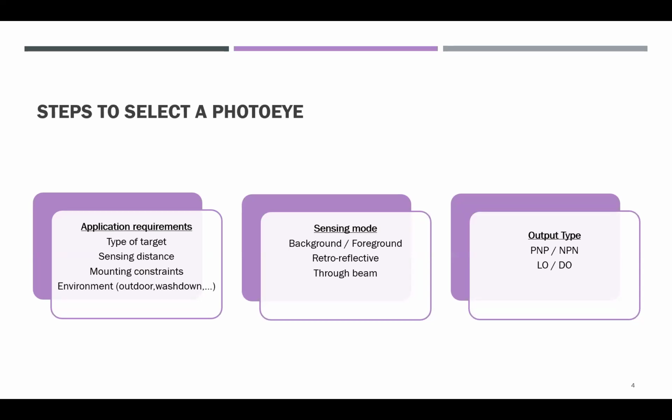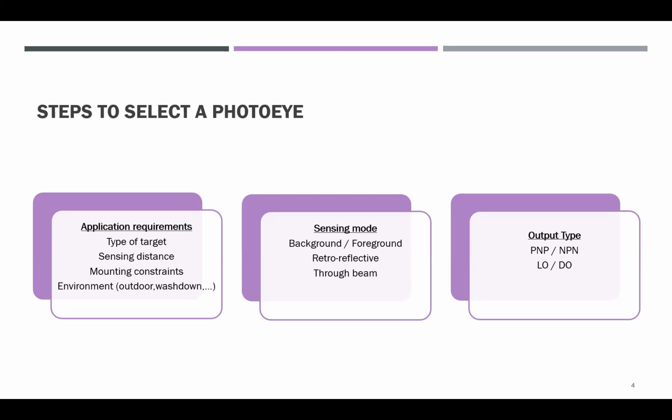But of course, every sensing mode or every sensor has some disadvantage. And for this one, it's the alignment itself. So when we talk about large distances, it's difficult to align the sensor right on so that the receiver receives the sender's light. Now, the third thing is output type.